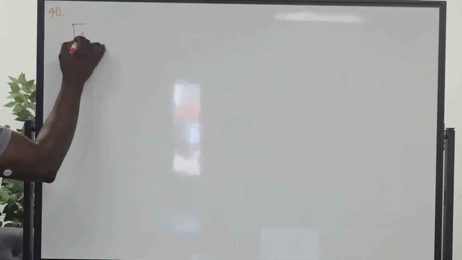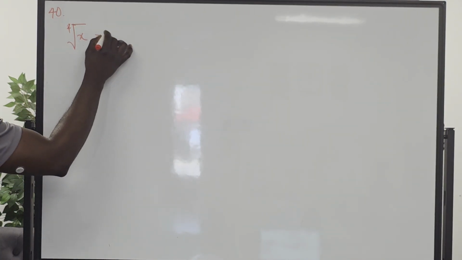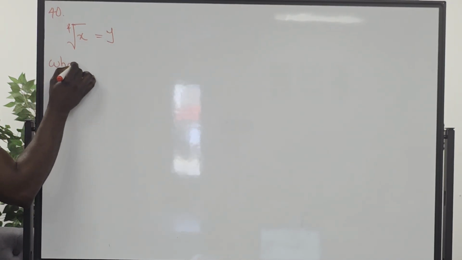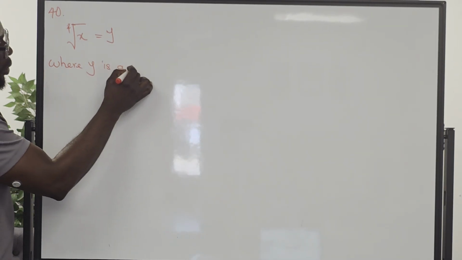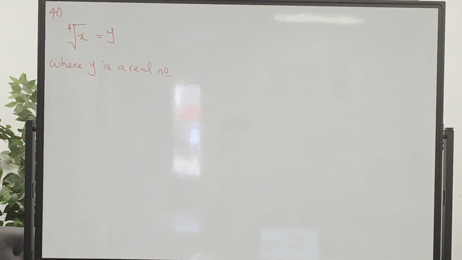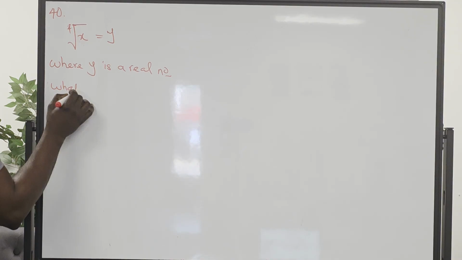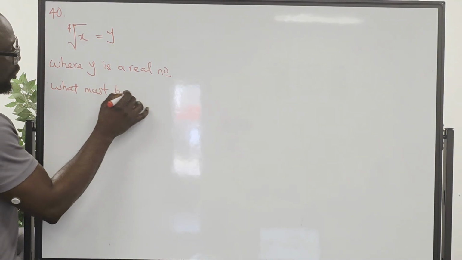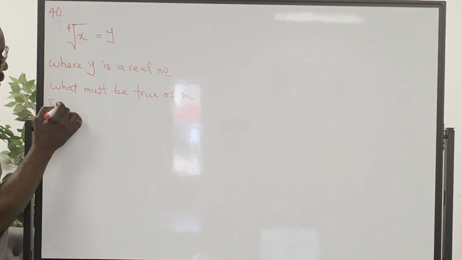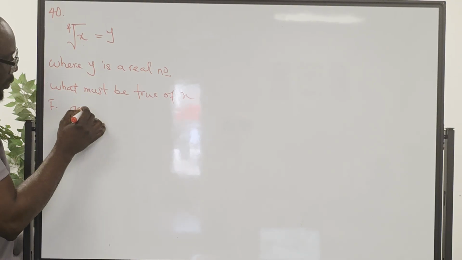Question 40. Given the equation the fourth root of x is equal to y, where y is a real number, what must be true of x? What must be true of x? A, they said x is an even number.